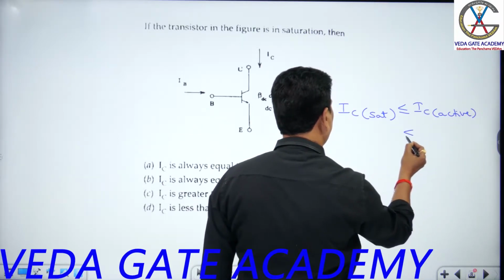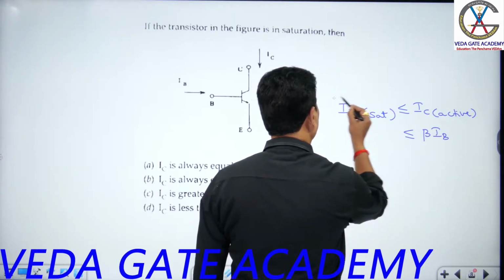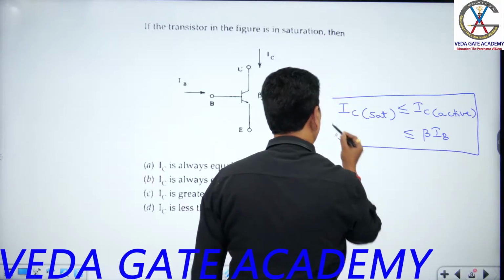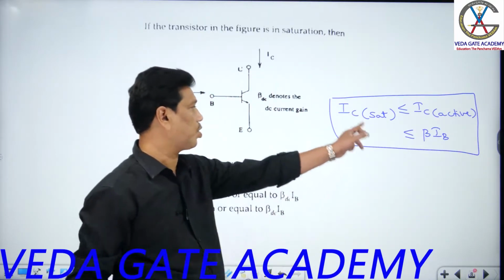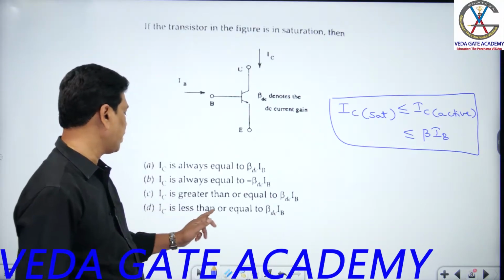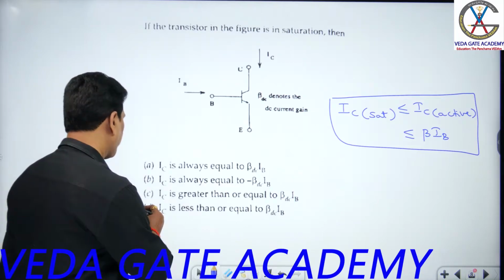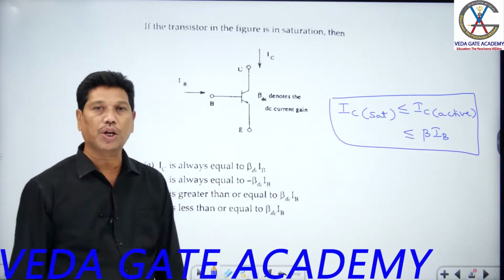And what is the active current? That is beta IB. So this is the condition under saturation region, students: IC saturation less than or equal to beta IB. So the correct option for this one is IC less than or equal to beta DC IB, students. The first one is D answer. Okay, check out the next question now.